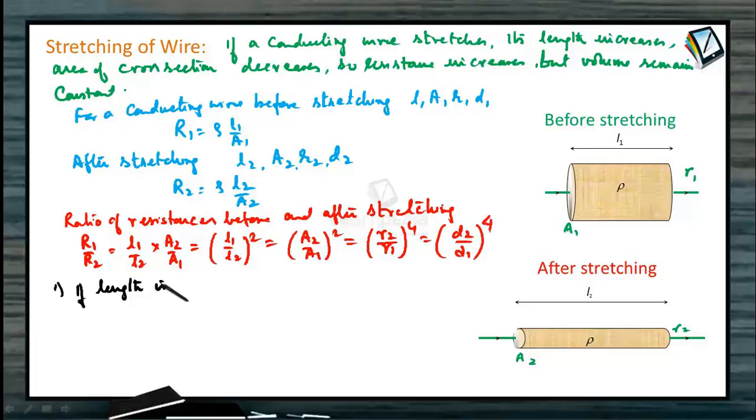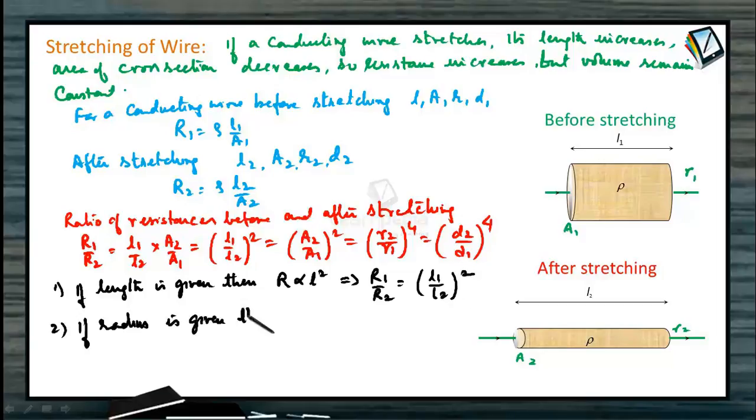If length is given, then R is proportional to L square, so R1 by R2 is equal to (L1 by L2) whole square. If radius is given, then R is inversely proportional to r to the power 4, so R1 by R2 is equal to (R2 by R1) to the power 4. Volume of the material remains the same; only length will increase and area of cross section is going to decrease.